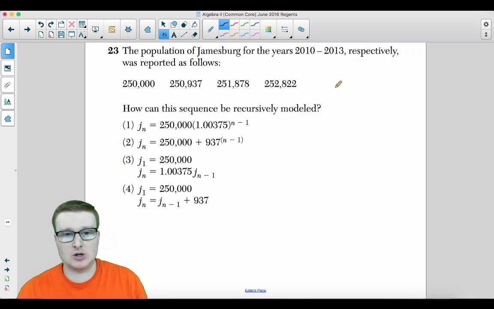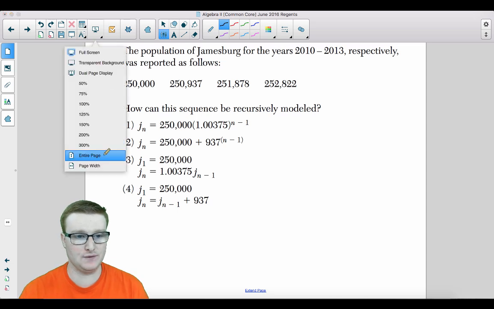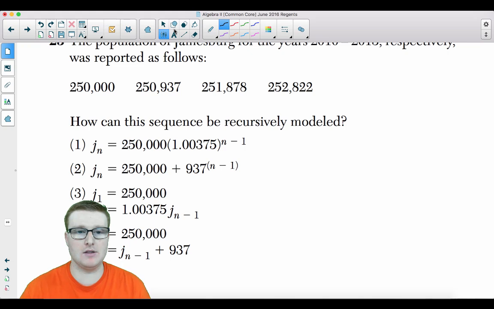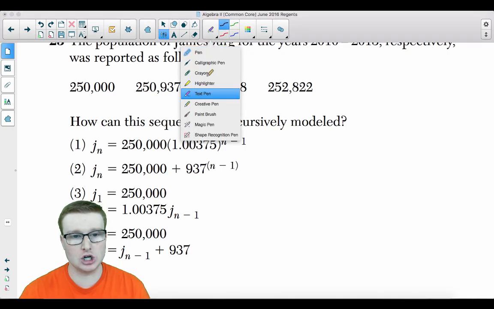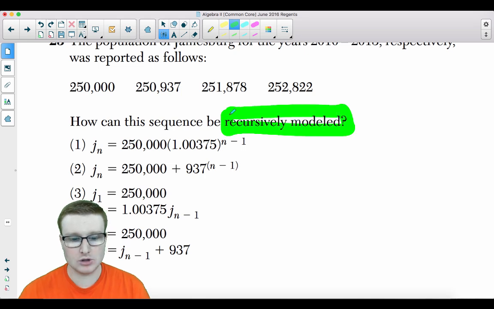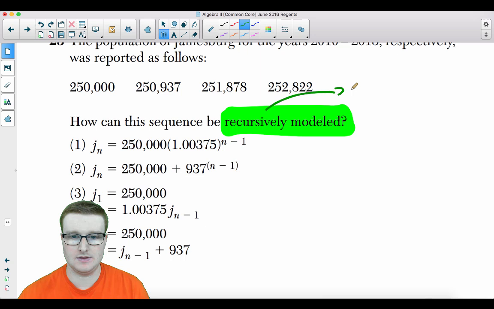The population of Jamesburg for the years 2010 to 2013, respectively, was reported as follows. How can this sequence be recursively modeled? That is the key here, folks. Recursively modeled. What does that mean? Well, recursively modeled means that you're given the first term.